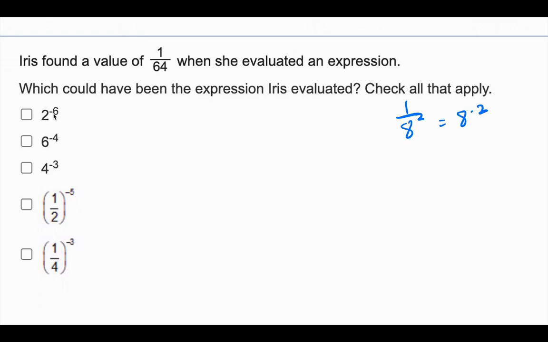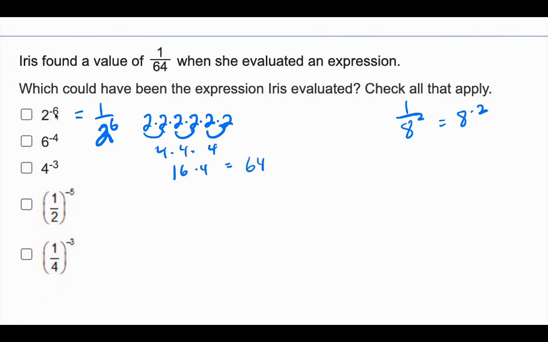So if we take 2 to the 6th, that's going to be 1 over 2 to the 6th. And 2 to the 6th power is 2 times 2 times 2 times 2 times 2 times 2. So that's 4 times 4 times 4. And that's 16 times 4, which equals 64. So that one is a possibility.